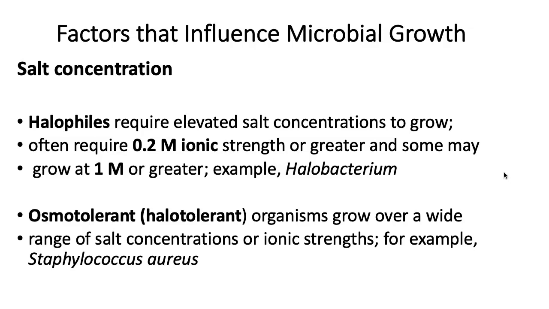If they are halophiles, then it means they love salt and they will require elevated salt concentrations to grow. Often 0.2 molar ionic strength or even greater may be conducive for them to grow. Examples of these halophiles include Halobacterium. Then we have the osmotolerant or halotolerant. These are a group of microorganisms that grow well over a wide range of salt concentration or ionic strength. For example, Staphylococcus aureus will need those ranges to be able to grow.